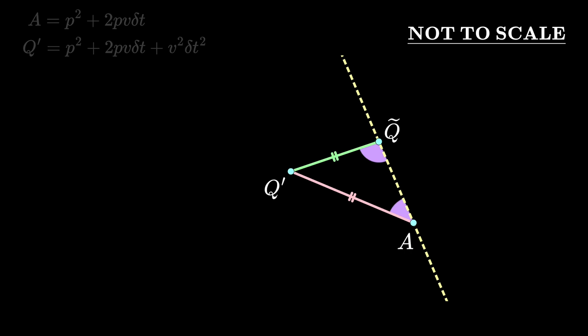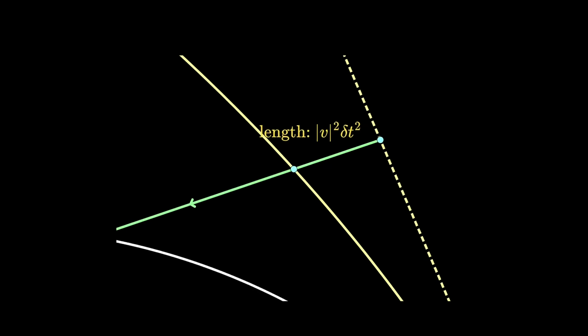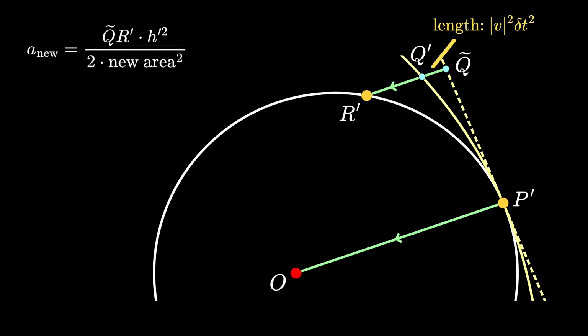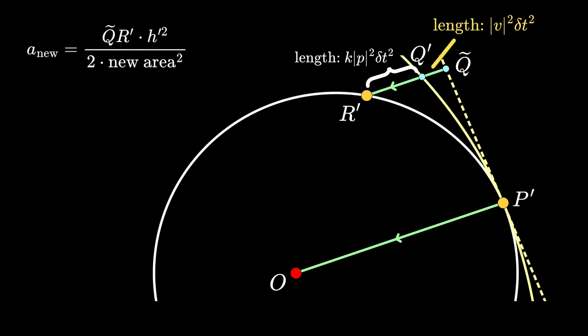Again, this illustration is not to scale. We know that the length of AQ prime is the modulus of V squared delta T squared, so the length of Q tilde Q prime is also that. Going back to why we were doing all these, we were looking for the new acceleration of the new orbit. We have previously derived the length of this bit, Q prime R prime, from noticing that they differ by kP squared delta t squared up to second order. And now, we also have the remaining length, mod V squared delta t squared.